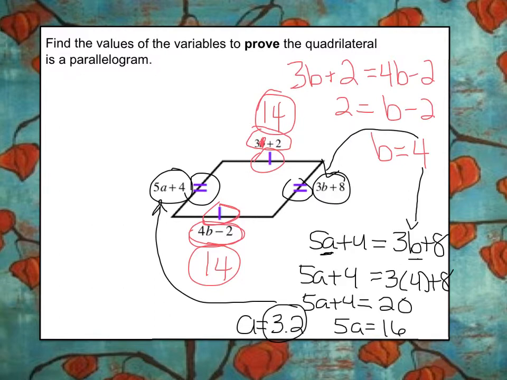And so now if I did plug that in, I would get this side length to be 20. And if I plug in 4 for the b in this one, and then I multiply and add 8, I would also get 20. So notice now this side is congruent to this side, and 14 is congruent to this side, which is also 14.